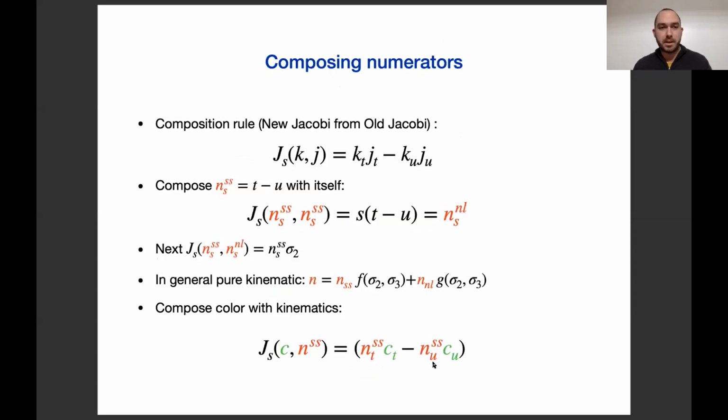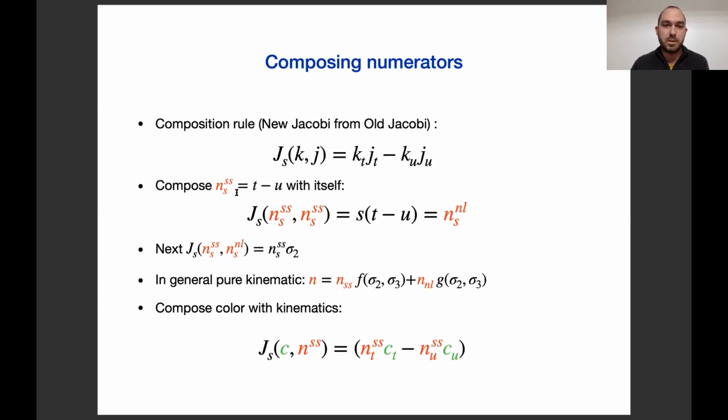There's just a slightly more complicated thing, which is composing numerators. So it turns out at 4 points, at least, there's a very simple composition rule where you give me 2 BCJ numerators and I give you a third one. So here, if K and J are both BCJ numerators, then so is this combination. And this basically allows you to bootstrap higher and higher on the ladder in mass dimension or in whatever you want. So let's just see how this works with the simplest example.